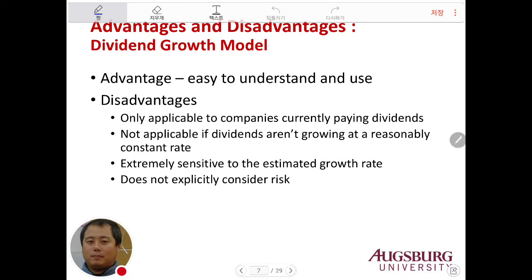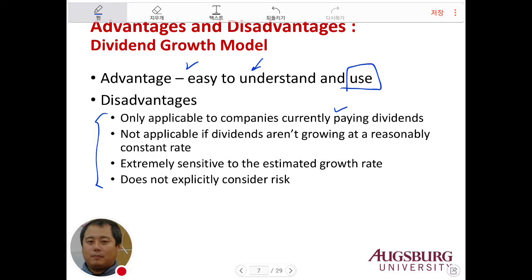Now, what are the advantages and disadvantages of this one? It is very easy to understand and use because we have dividend information. We just use the formula that we learned in the constant dividend growth model, but it has a number of disadvantages. This model is only applicable to firms that pay dividends. If the firm does not pay dividends, then we don't have enough information to use this one.